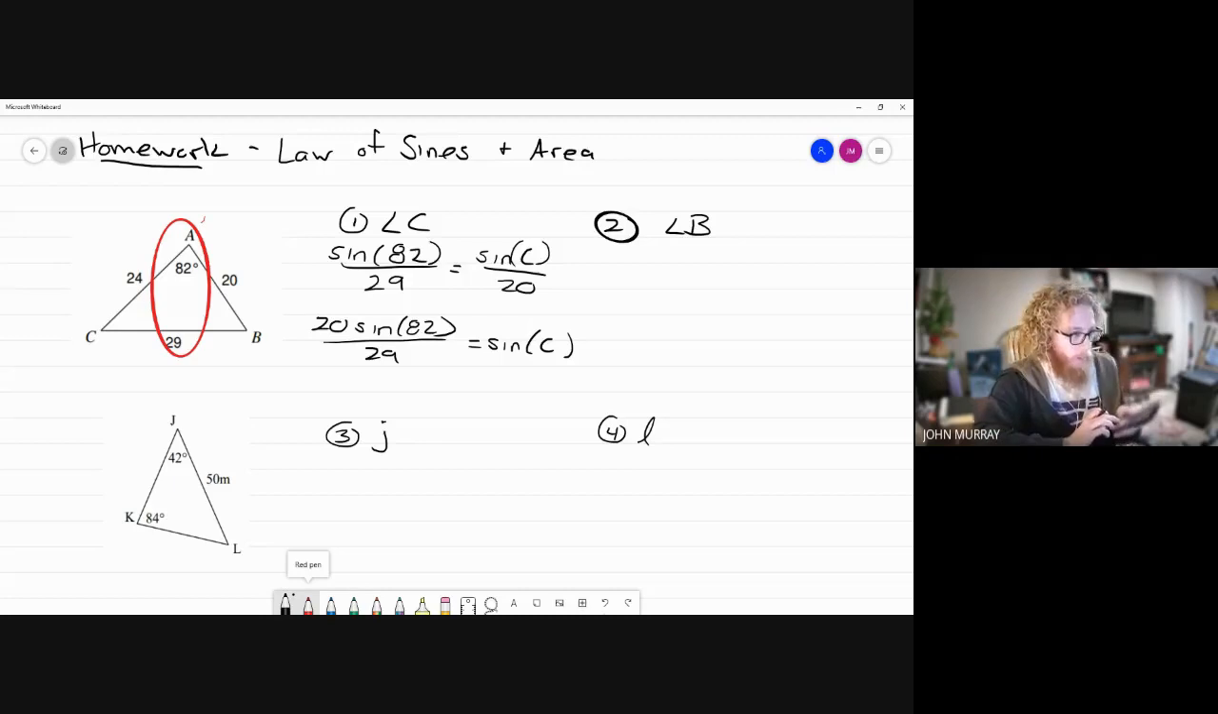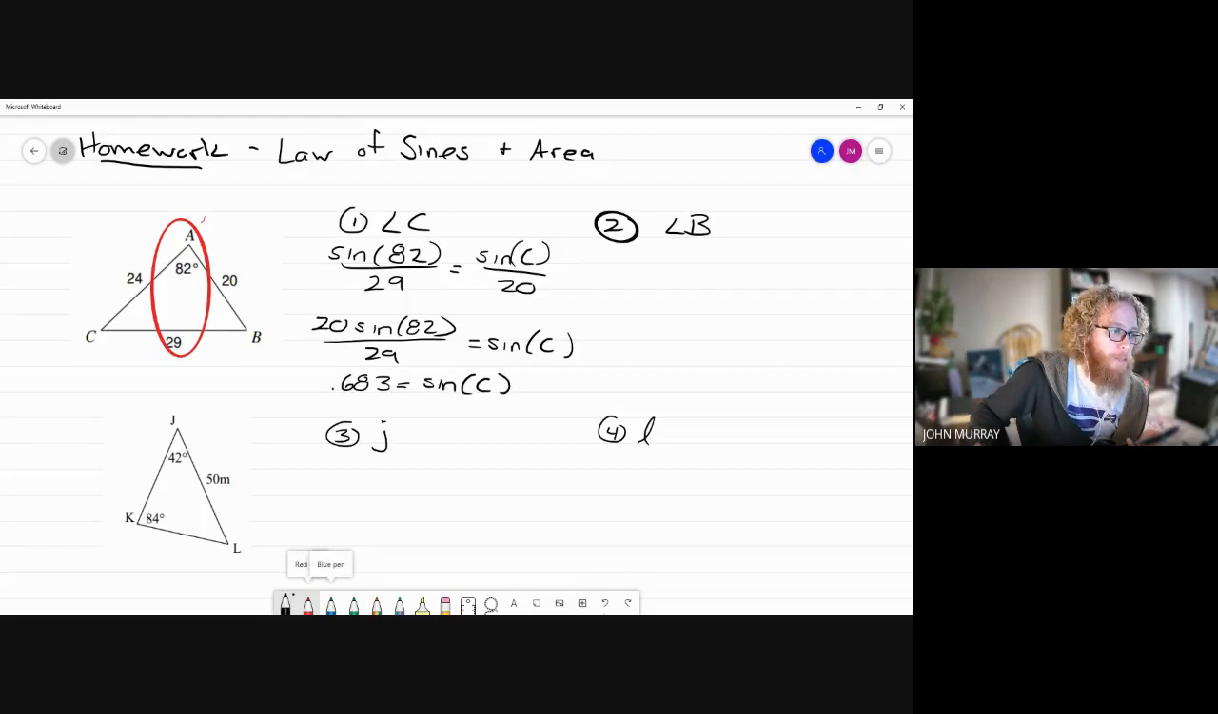So I'm going to calculate the left side. All right, we can punch that in. 20 sine of 82 divided by 29. Now remember, we should get a decimal less than 1. And in this case, we do. We get about 0.68. I'll say 0.683. But remember, the more decimal points you use, the better. And then I'm going to take the inverse sine of that to get rid of the sine. Taking the inverse sine of our answer, I get angle C to be equal to, you could say 43.1 or 43, but I'm going to say 43.07 just to be accurate.